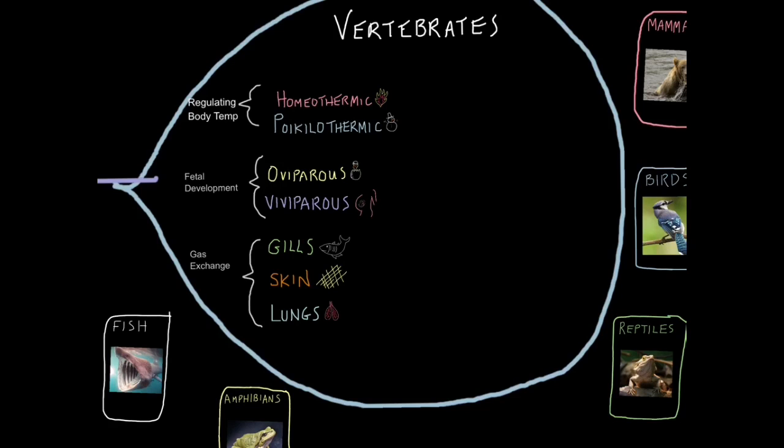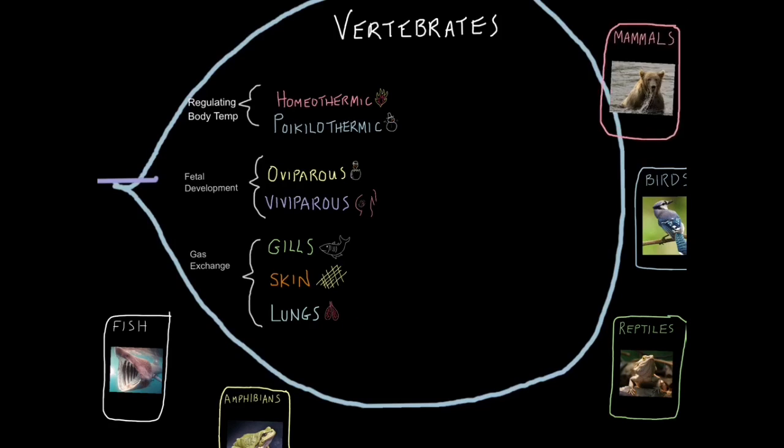Then we can look at how the fetus develops, so whether they are oviparous or viviparous animals. Oviparous are those which develop in eggs, and viviparous are those which develop in the womb. Vivi means inside the body. And then finally, how do they perform gas exchange? That's not the same as how do they perform breathing. Not all organisms breathe. So do they perform gas exchange through gills, through their skin, or through lungs?